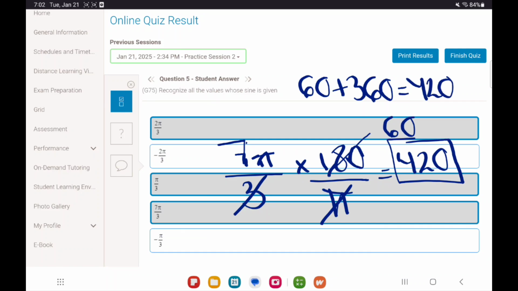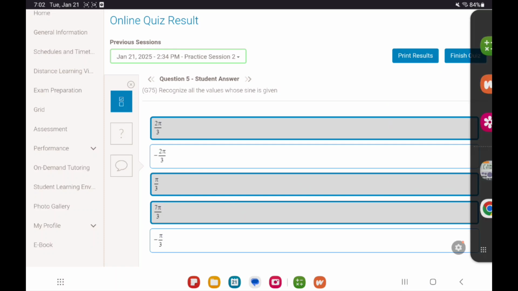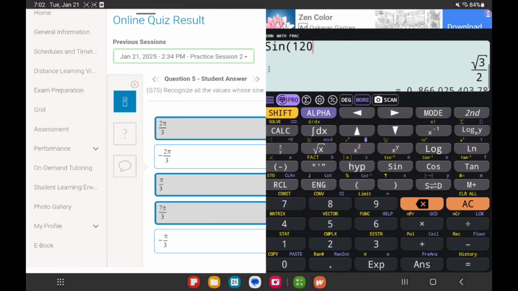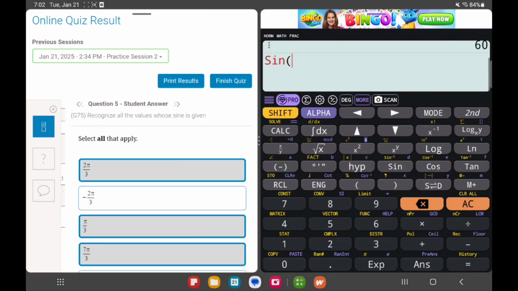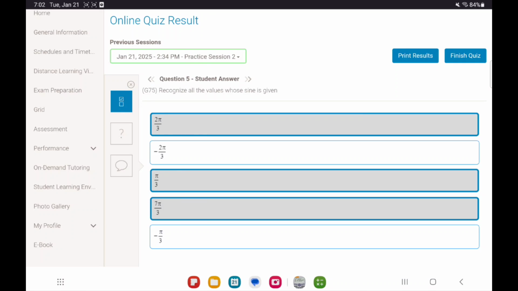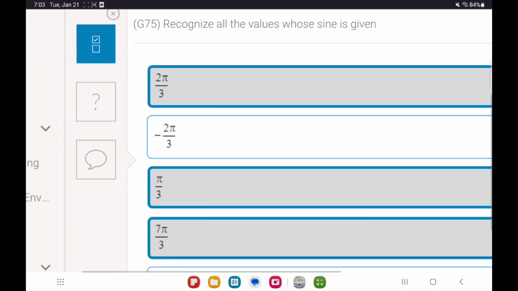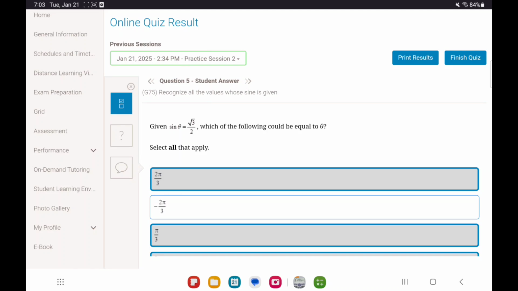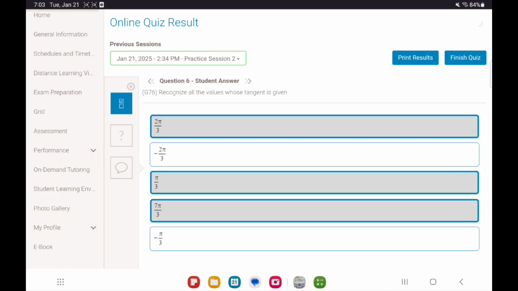And if you don't remember that in the exam, just go on your calculator and do sine 420. You get radical 3 over 2, and that's how you get that answer. And then minus pi over 3 is negative 60, sorry, and we don't have negative 60 for this, we only have 60. So that's also why that one's wrong.